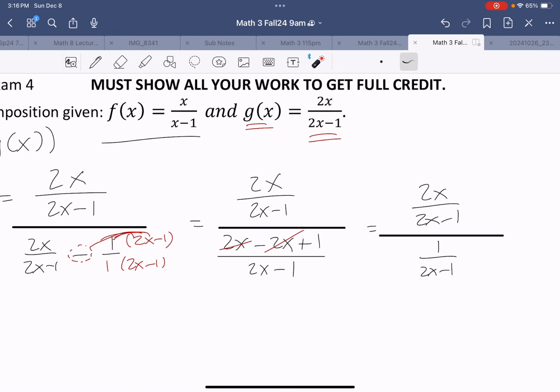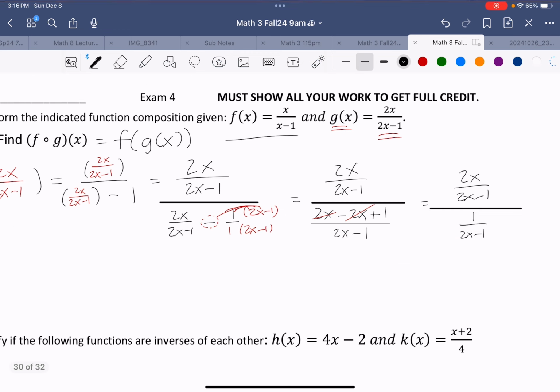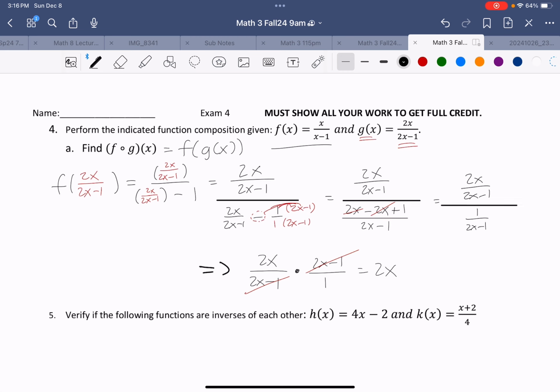And don't forget, every time you divide by a fraction, you have to multiply by its reciprocal. So that will then give me 2x minus 1 over 2x divided by 2x minus 1 times 2x minus 1 over 1. These two factors are identical, and it leaves me with 2x minus 1 for the composition, right? This wasn't asking for inverses, none of that, just do purely composition.